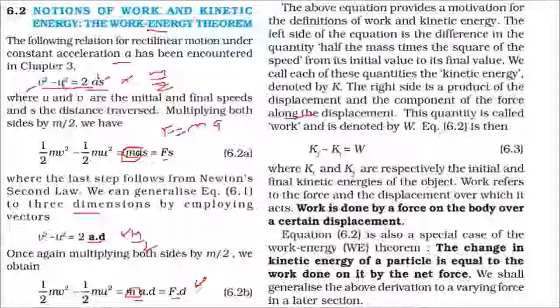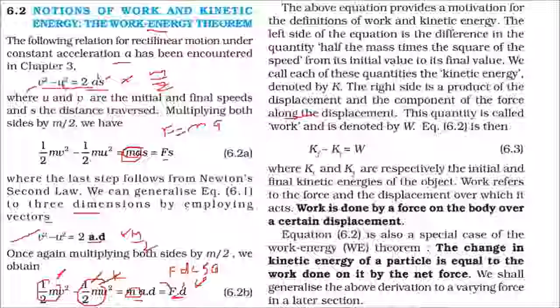So this is the difference of what? The left side is simply the difference of half the mass into velocity squared, the final half mv square minus the initial half mu square, and this is called the kinetic energy. We'll learn about this more, but for time's sake, these are the kinetic energy. So what is the right hand side? This is the product of displacement and the component of force along the displacement, because F dot d will eventually be F d cos theta.